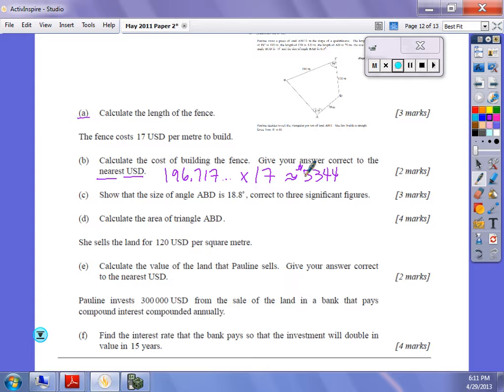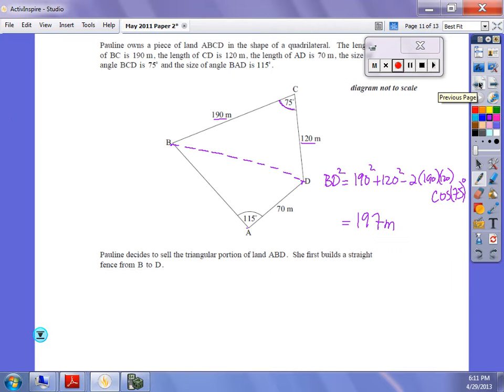Alright, show that the size of angle ABD is 18.8 degrees correct to 3 sig fig. Alright, where is angle ABD? So here's ABD. So I'm going to be showing that angle is, what did they say, 18.8 degrees. And I now know that this length of side BD is 196.717. I'm going to work with those 3 decimals right there, and then I'm going to round at the end.